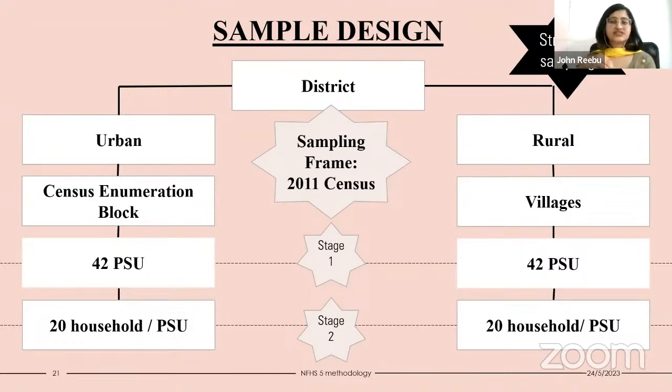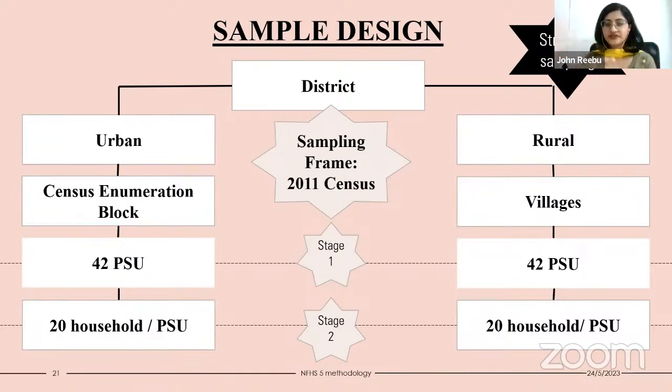So as I said, district was taken. And each district was divided into an urban strata as well as a rural strata. And in the first stage, the urban strata was divided into census enumeration block. And the rural strata was divided into village. And in district, including the urban as well as rural, there were 42 primary sampling units, except those seven states that I mentioned, which had 45 primary sampling units. So after they chose the census enumeration block as well as the villages, then in the second stage, they chose 20 households per sampling unit.